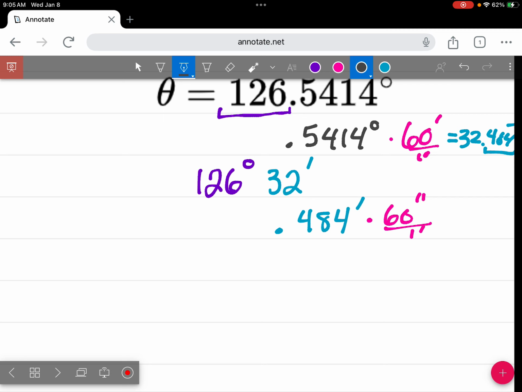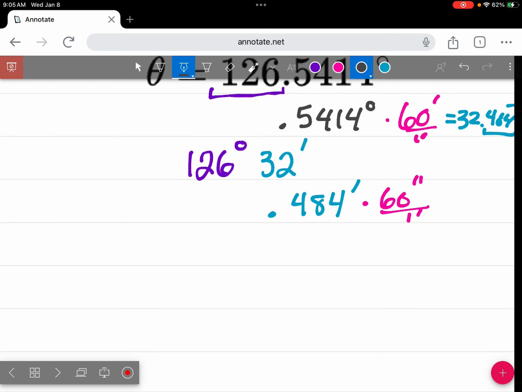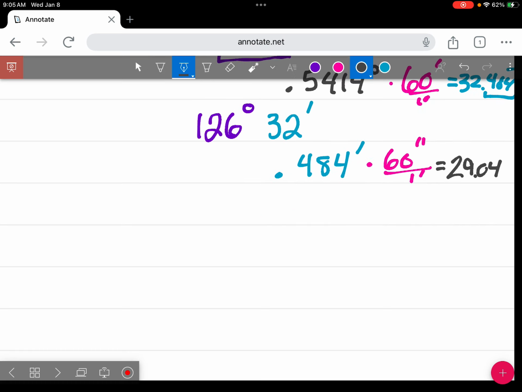It's entirely possible, but I was getting 29.04, but it's entirely possible that I typed something in wrong. What'd you guys get? 29.04. So if we're rounding to the nearest second, what is this in degrees, minutes, seconds, the whole thing? 126 degrees, 32 minutes, and 29 seconds.